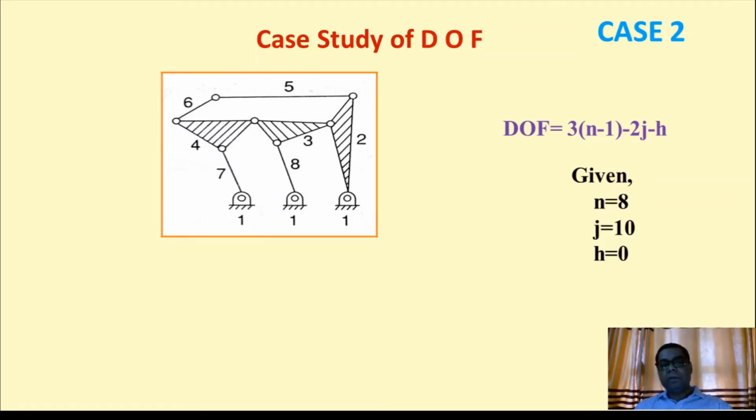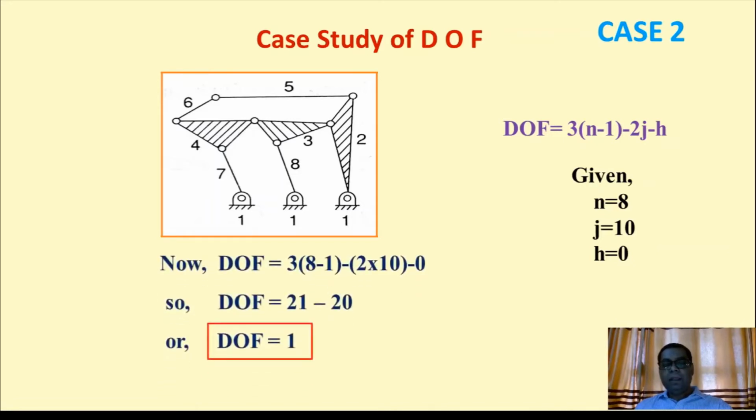Now can you find out what is the degree of freedom of this system? If you want to do it by yourself, then pause the video over here and try to solve it yourself. Otherwise, no problem, you can proceed. So the degree of freedom over here, according to Grubler's criteria, is 3 into (8 minus 1) minus 2 into 10 minus 0. So over here we are getting a degree of freedom equal to 1 once again.